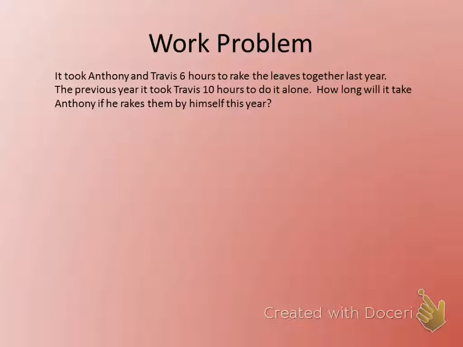Last one you have is this one here. It took Anthony and Travis 6 hours to rake the leaves together last year. The previous year it took Travis 10 hours to do it alone. How long will it take Anthony if he rakes them by himself this year? So go ahead and work this one out the same way, and go ahead and give me an answer.